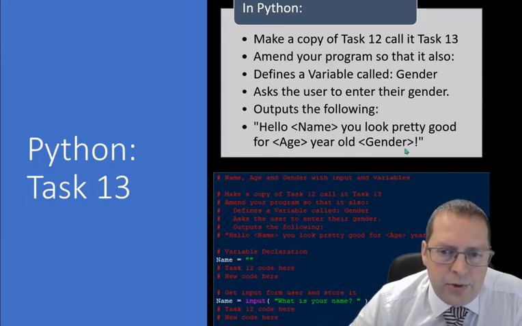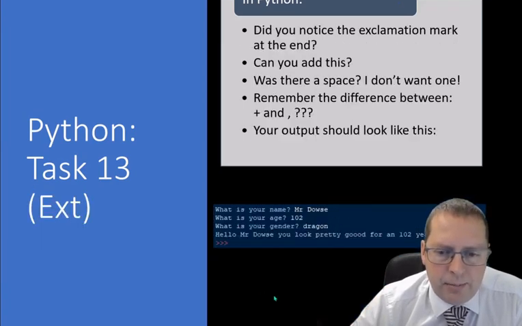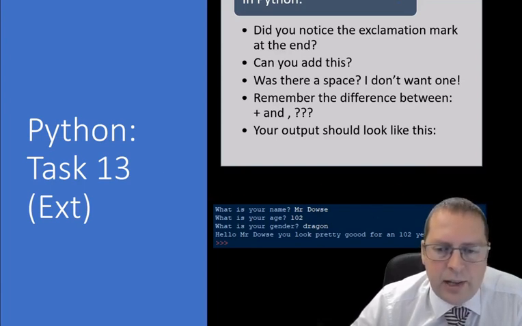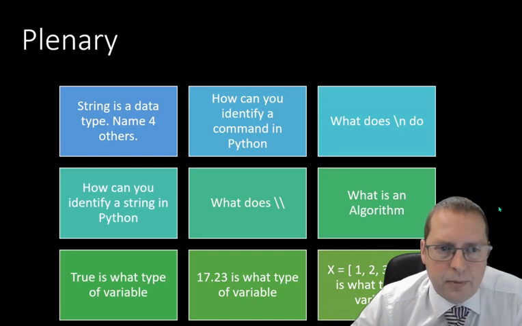Then you can add a gender in there as well. So your task will be to add gender in as an input. And I've got an example here. Mr. Dowse actually wrote, so what is your name, Mr. Dowse? What is age? 102. What is your gender? You decided to be a dragon. And hello, Mr. Dowse, you look pretty good for a 102-year-old dragon. So you can see how that information is created. You can add that to your Python code.